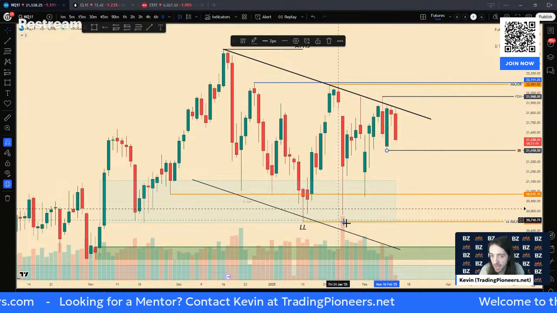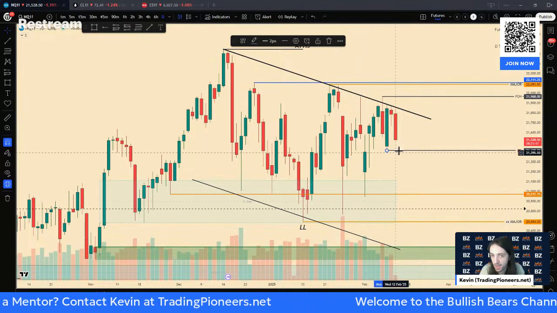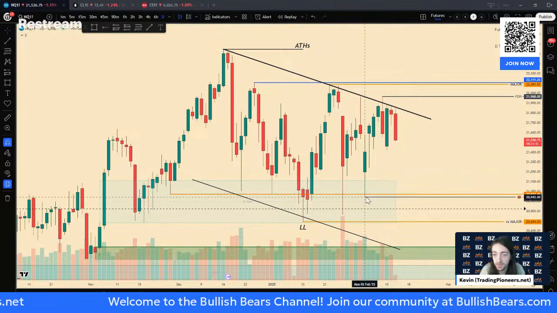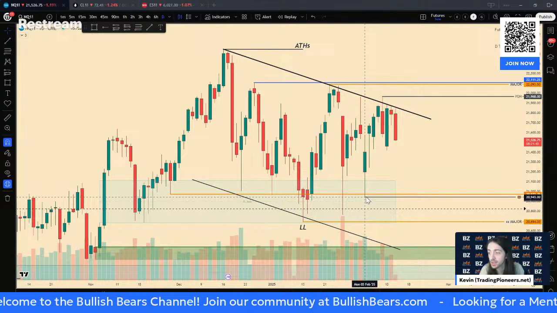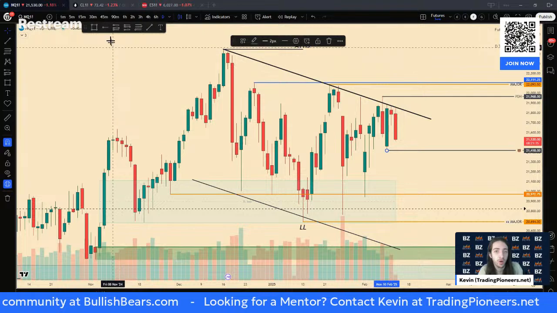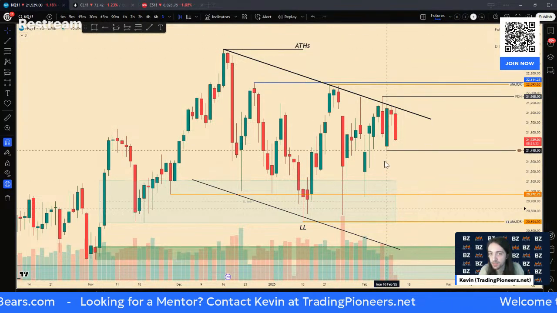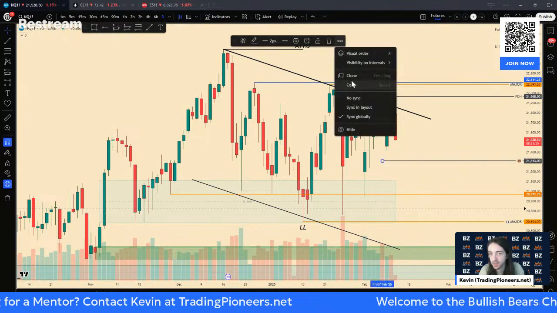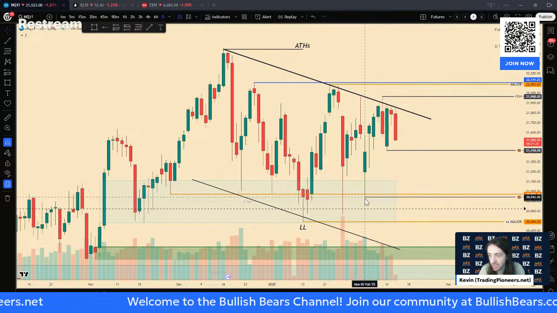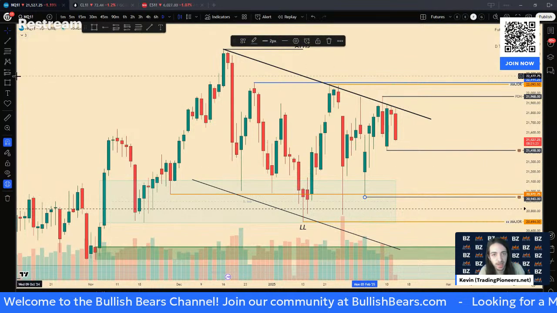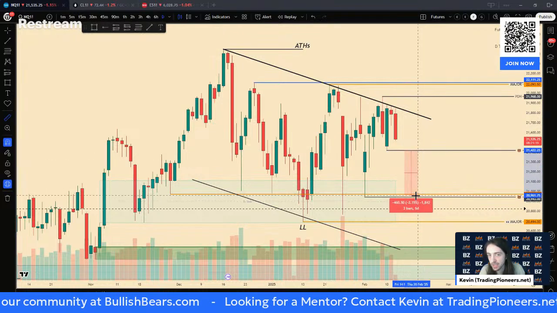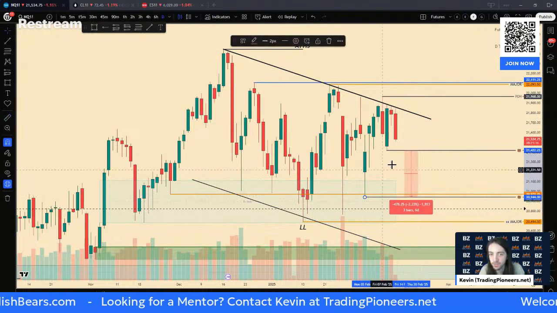Because right now we're trying to make a higher low, a higher low, a higher low. If we break this higher low right here, then the next level of support is 20,943. So it goes from 21,418 all the way down to 20,943. And again, bring your measurement tool out, and that is about a 400, almost 500 point move on NASDAQ.